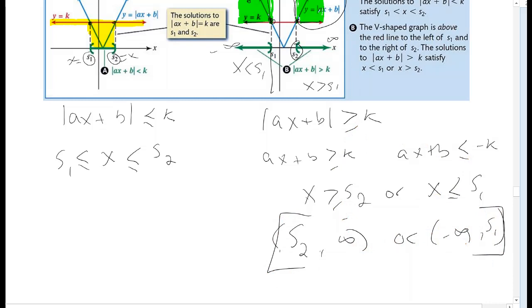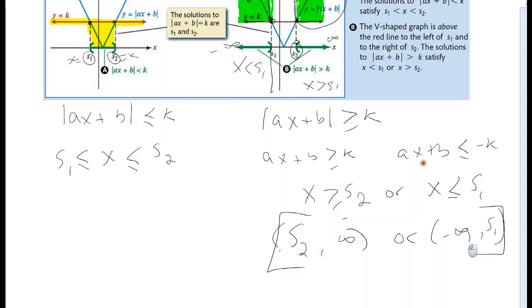Okay, so it depends on what I'm looking for. If I'm looking for bigger than, it's the tails. There are two answers. I'm shooting off to infinity on one tail and shooting off to negative infinity on the other tail. If it's less than, I'm between. I'm between my two values where I intersect. Alright, and so it's the between case.